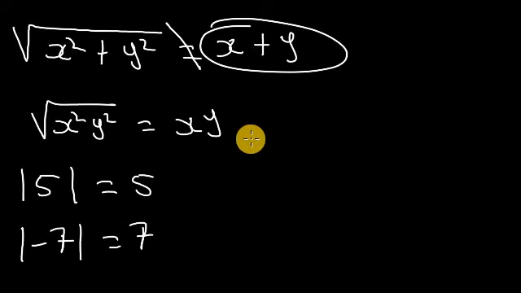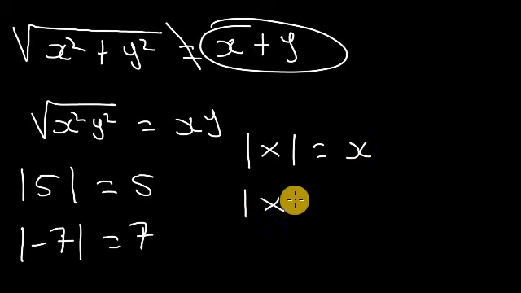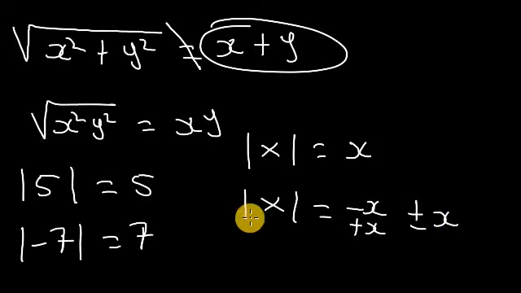What am I saying? If you have anything like absolute value of x, never think it is equal to x only. This is wrong. The absolute value of x might be either of two things. It can either be negative x or positive x. So the absolute value of x is plus or minus x. That is something you have to be fully aware of.